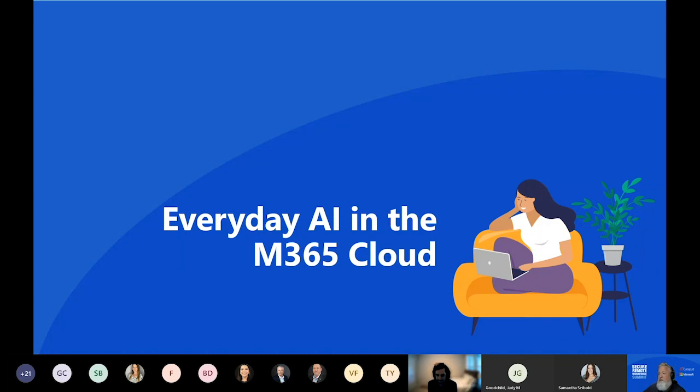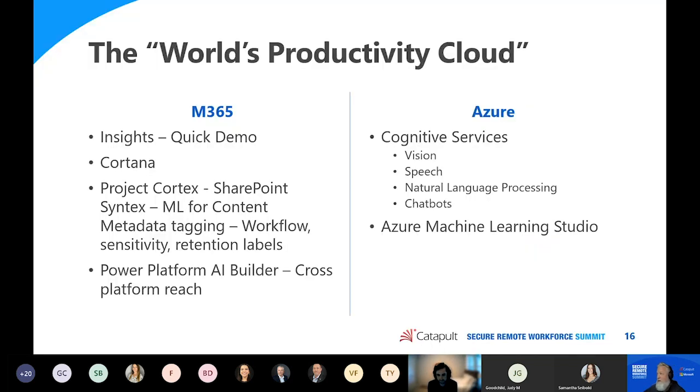Great, and we'll quickly segue into everyday AI. I was watching the Ignite presentation, and I think it was Brian Todd, one of the speakers at Microsoft, was saying that M365 is the world's productivity cloud, and I thought that was pretty cool because a lot of these AI capabilities are coming to the world basically through M365. And so we'll go through a few quick ones.